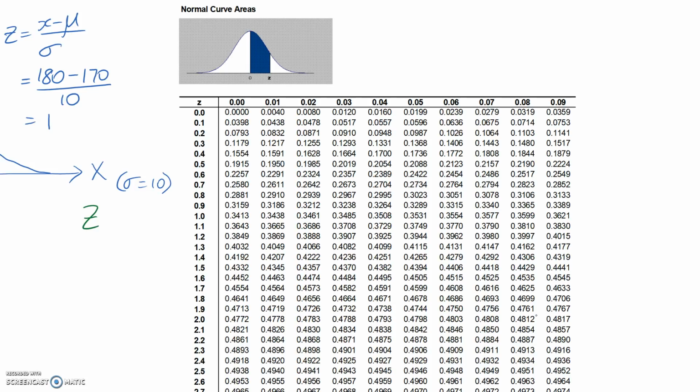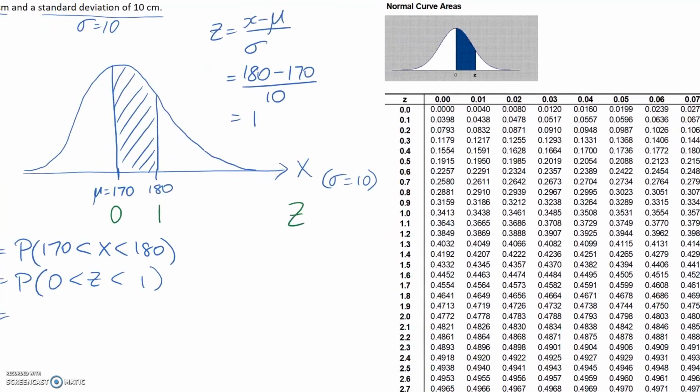So in our case, what we're interested in is the probability from a z-score of 0, which is the middle, all the way up to 1. So that's going to be our cutoff. So we need to set little z to 1.